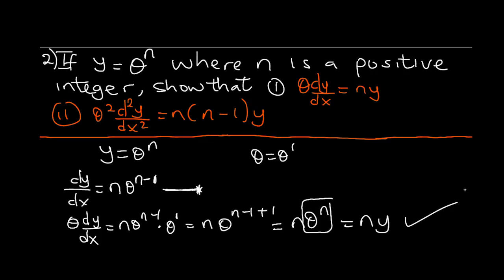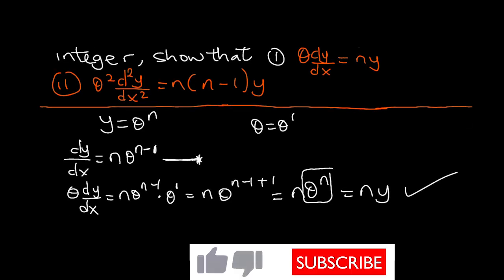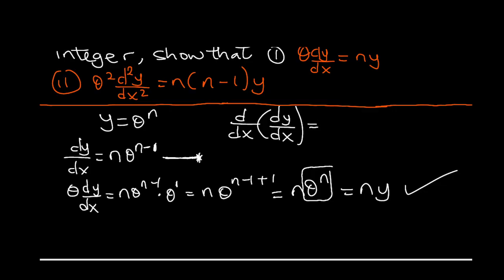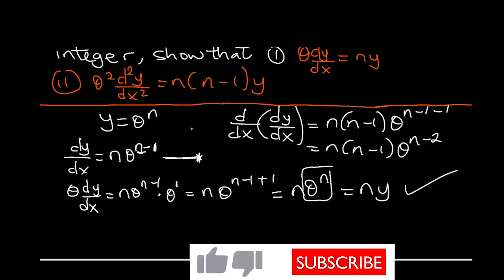Then we're going to repeat the process of differentiation and get the second differential. So go to your first differential. Get the second differential, that will be d/dx of the first differential, and that will be equal to n times, with this power shifted to the front, n minus 1, and then theta to the power n minus 1 minus 1. So we have n times (n minus 1) times theta to the power n minus 2. So that's what we have for this second differential.